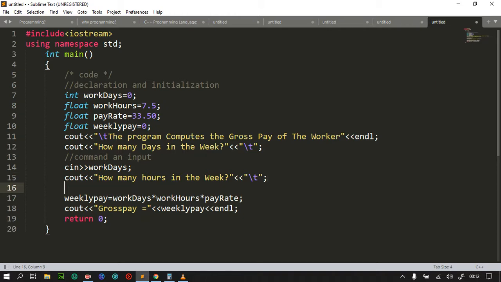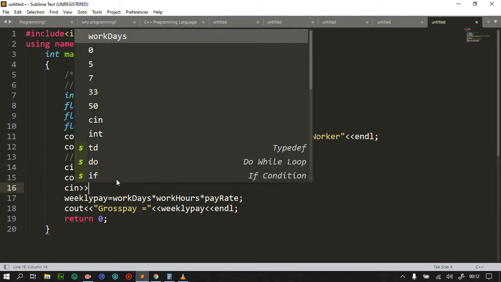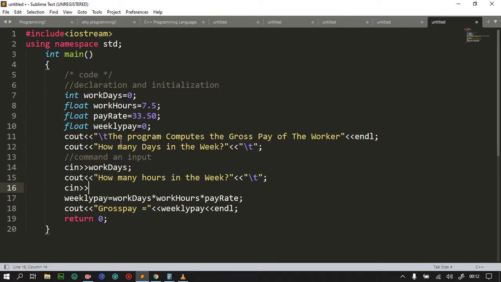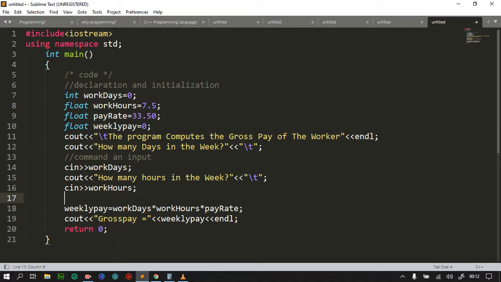Of course I'll capture the input, and I'm going to use work hours. Pay rate we are going to take from the system. So the user just tells us the number of days they worked and the number of hours they gave to the work or to the service. Then automatically we shall compute the gross pay, or what we call the weekly pay.